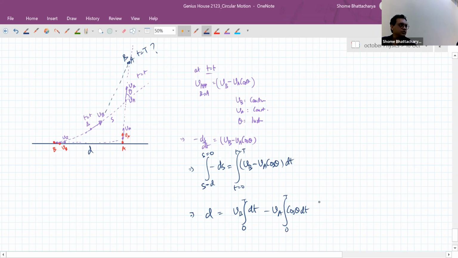So up to this step it's clear to both of you. Okay, now see, cos theta dt is something difficult to handle here because theta is instantaneous, it's variable. So I don't know how to do this. Okay, but in the diagram, can you see if cos theta has some other significance?